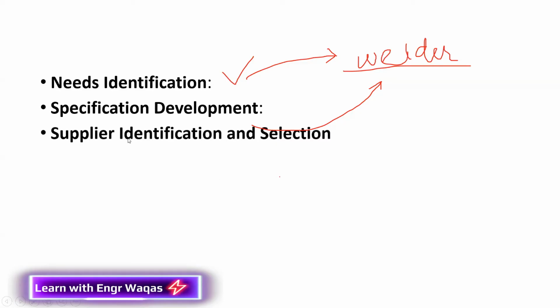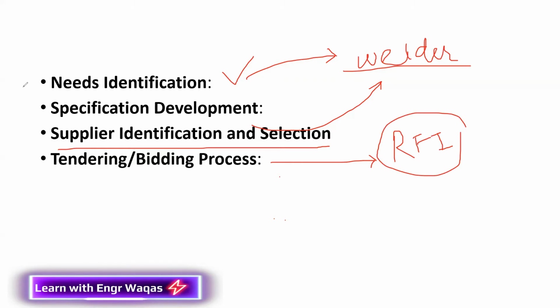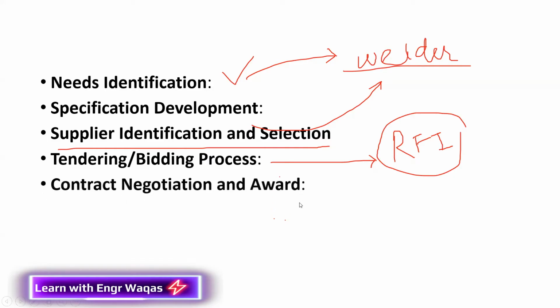Then supplier identification and selection: the source from where you are going to procure, the third party that you are going to select. After that comes the tendering or bidding procedure, in which you invite them to participate in the procurement activity and ask them to submit a request for quotation, request for information, or request for proposal, whatever you are working with. They participate, submit their documents, and then you set an agreement on the conditions under which you are going to have a contract.